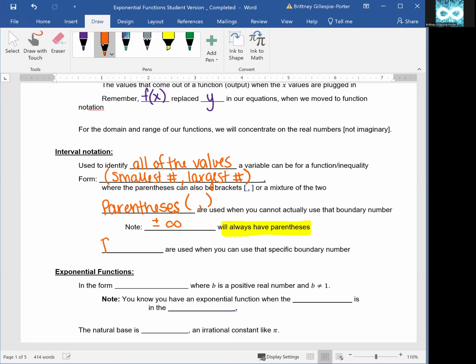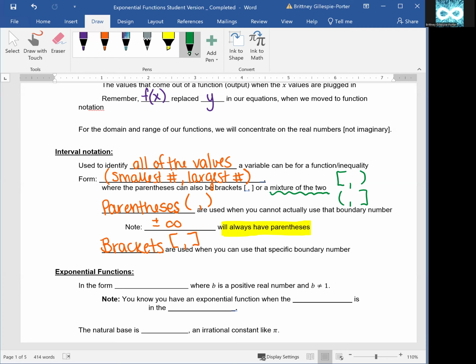But we can use brackets when we can actually use that boundary number. So we can plug it in. And brackets look like closed parentheses, but keep in mind that we also said this could be a mixture of the two. So you could have something that looks like bracket, comma, parenthesis, or parenthesis, comma, bracket. I know it's odd, but that's okay. We can mix and match as we need to.